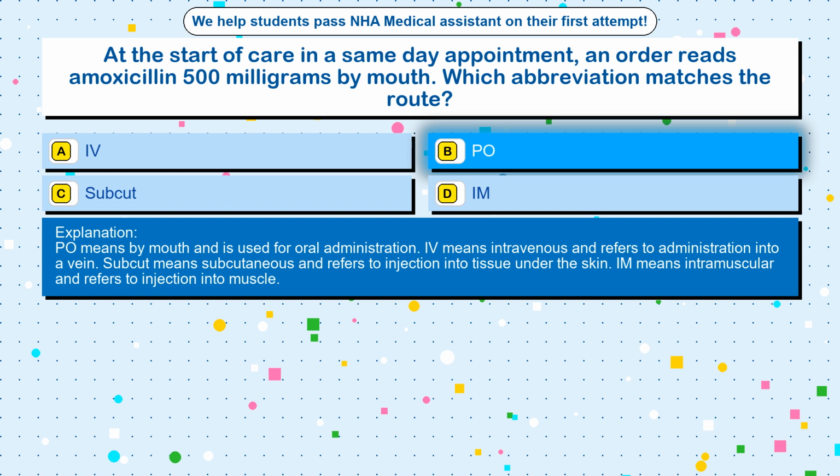PO means by mouth and is used for oral administration. IV means intravenous and refers to administration into a vein. Subcut means subcutaneous and refers to injection into tissue under the skin. IM means intramuscular and refers to injection into muscle.